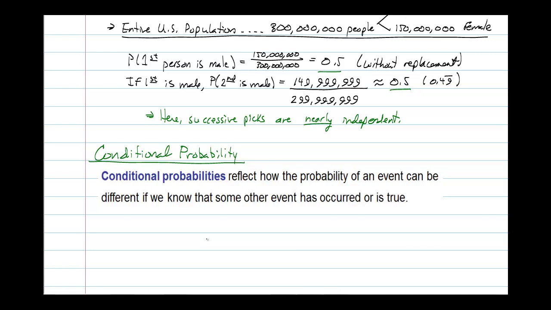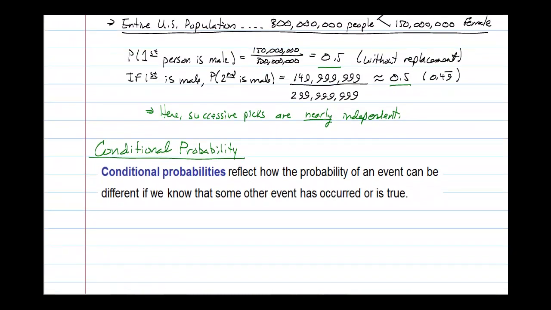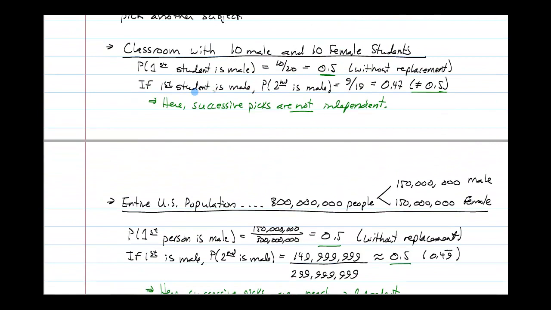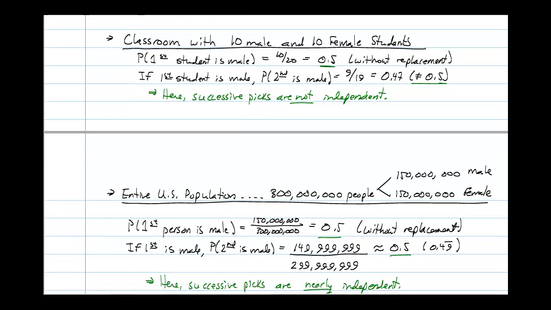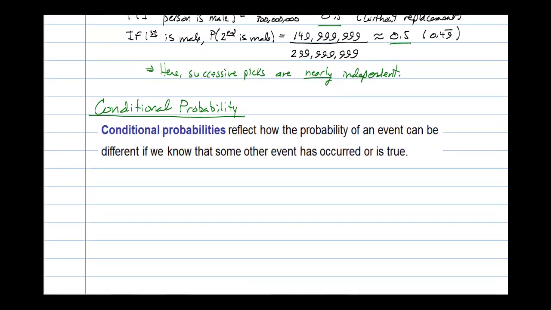So for the example that we just looked at with students, or with the entire population and then students in a class of 20 being split up, in this particular case with the smaller group, our probabilities did change. In the larger group, the probabilities remained essentially the same. So let's go ahead and talk about conditional probability.